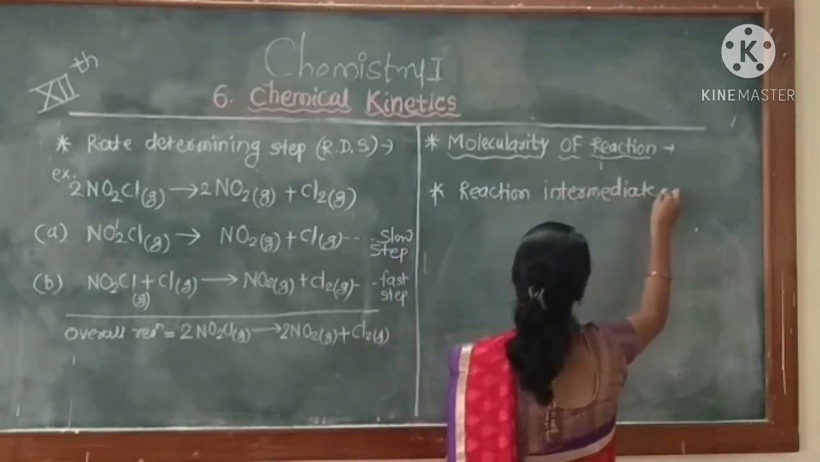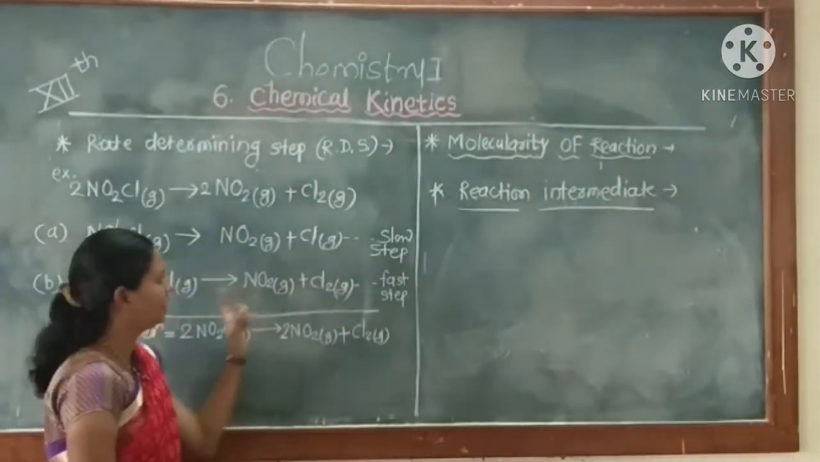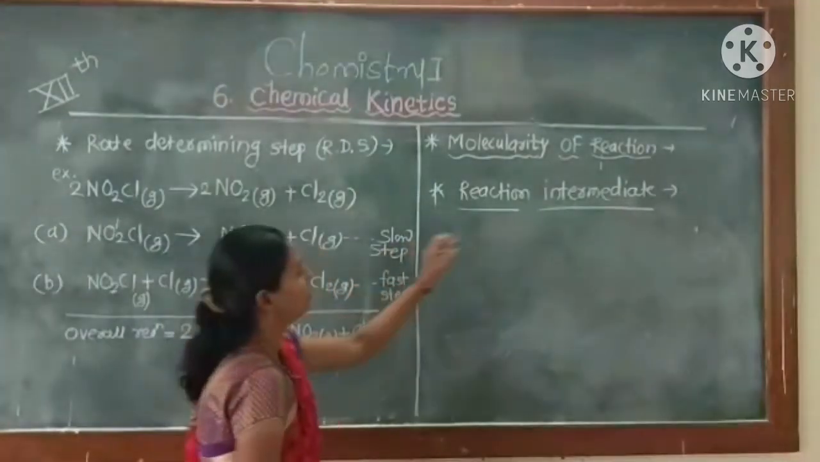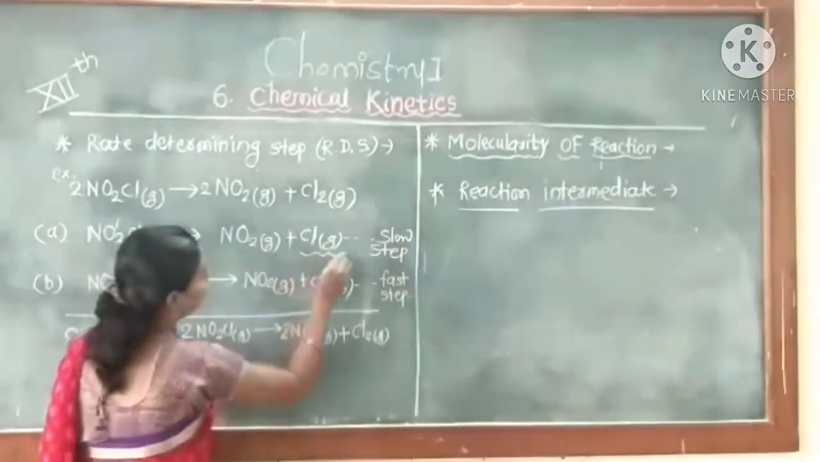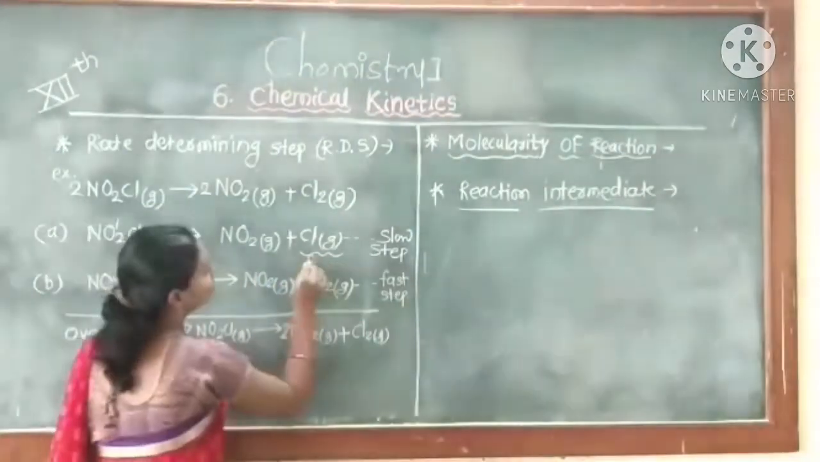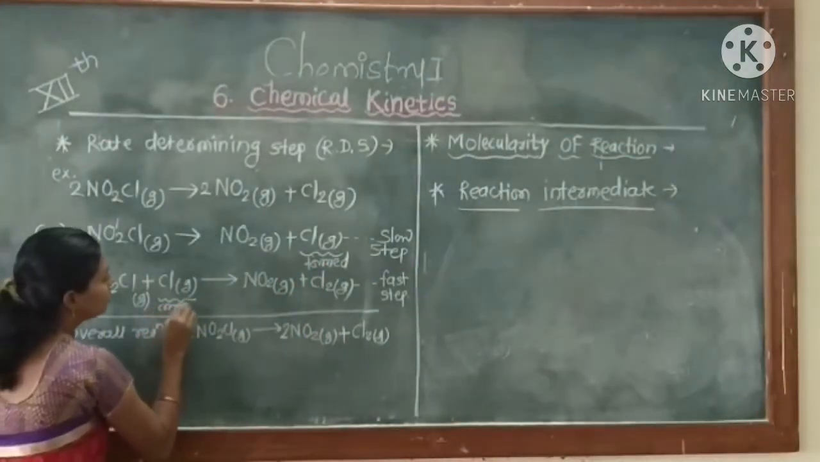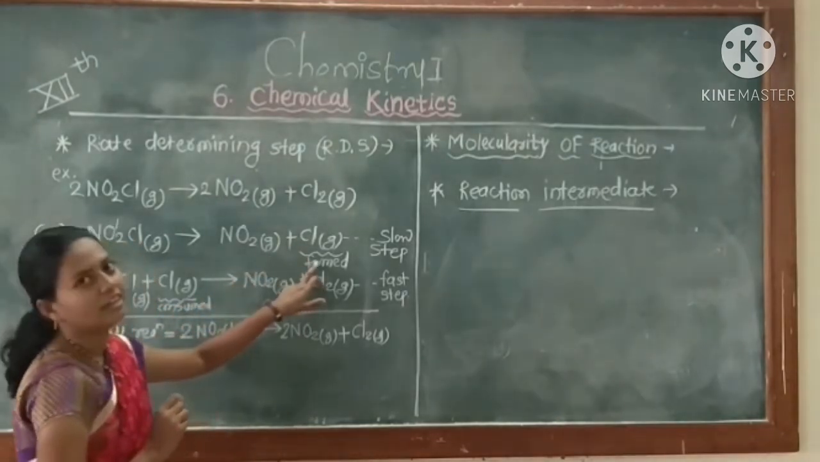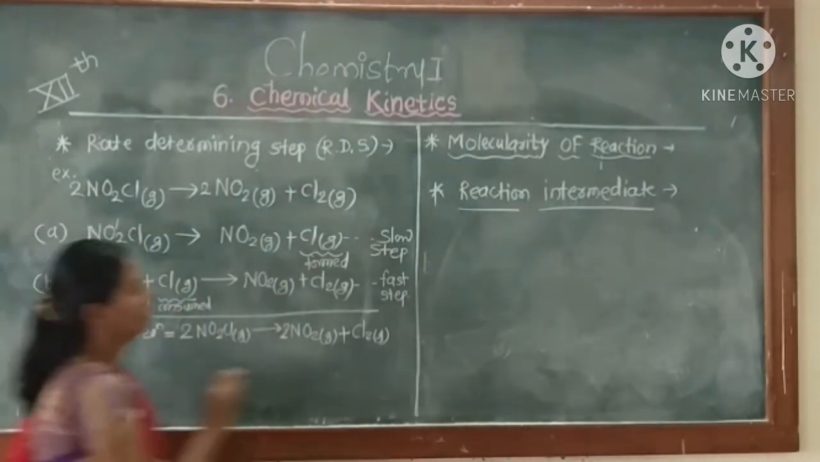Then what is a reaction intermediate? A reaction intermediate is a species which is formed in the first step and consumed in the second step. See here, in this example, the chlorine gas is formed in the first step, and in the second step it is consumed. So, in this reaction, chlorine gas is the reaction intermediate.